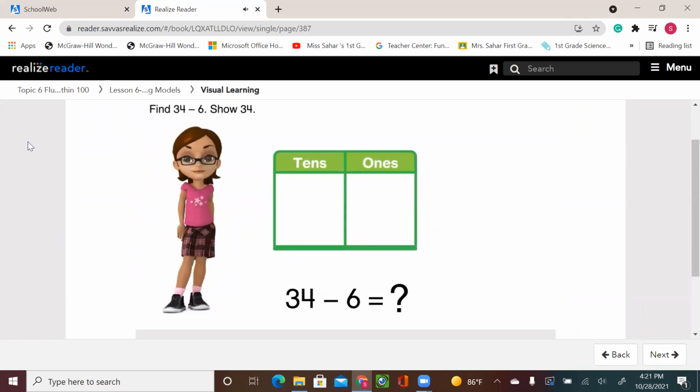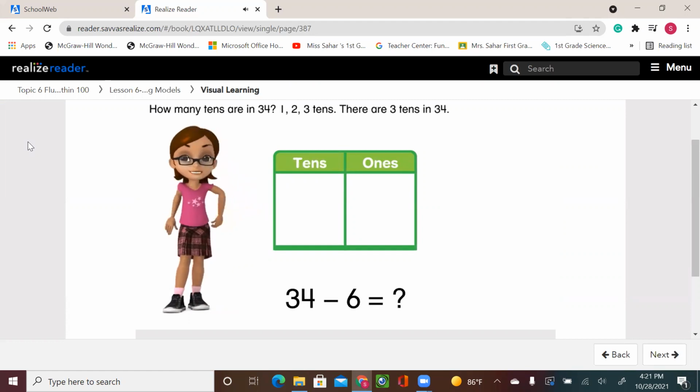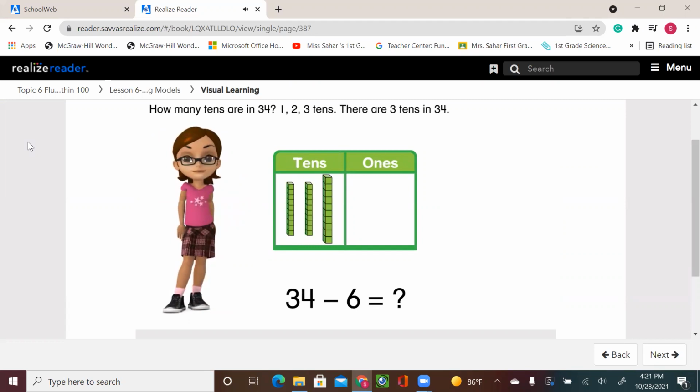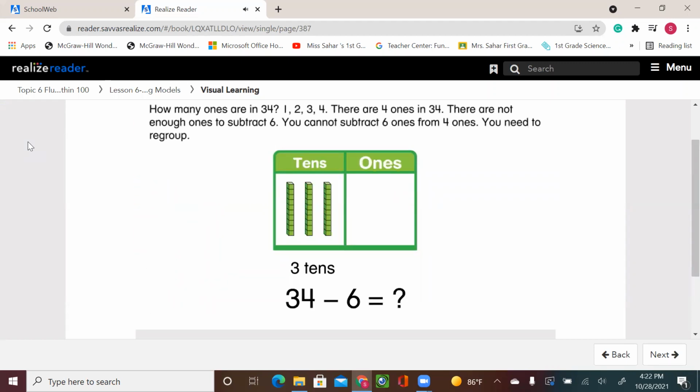Find 34 minus 6. Show 34. How many tens are in 34? Let's count. 1, 2, 3 tens. There are 3 tens in 34. How many ones are in 34? 1, 2, 3, 4. There are 4 ones in 34. There are not enough ones to subtract 6. You cannot subtract 6 ones from 4 ones. You need to regroup.